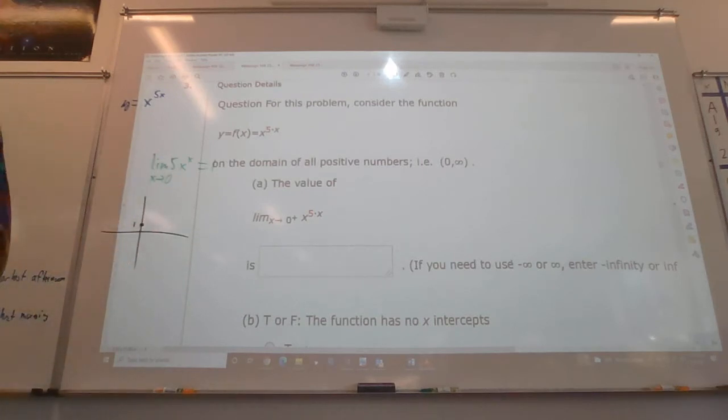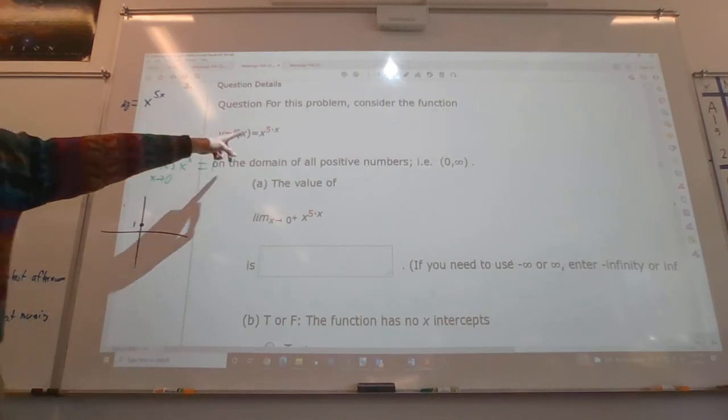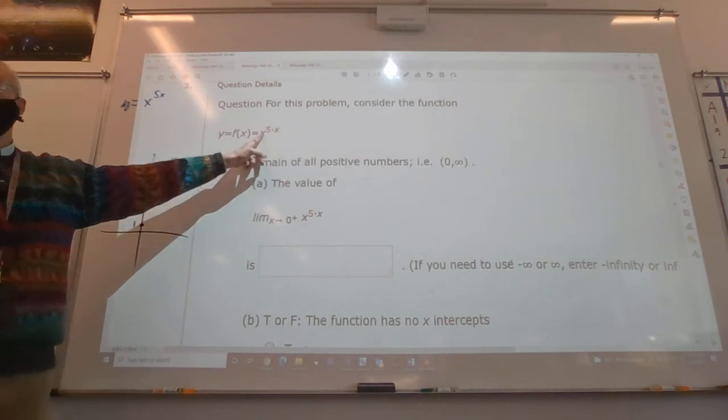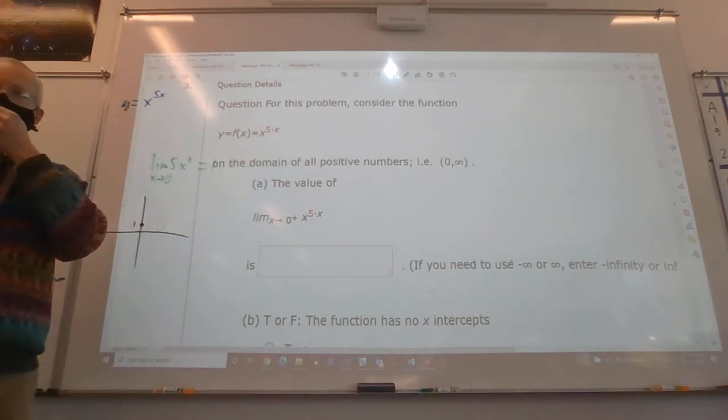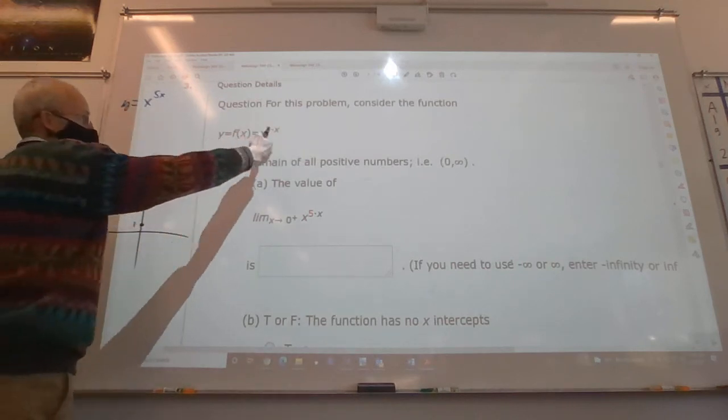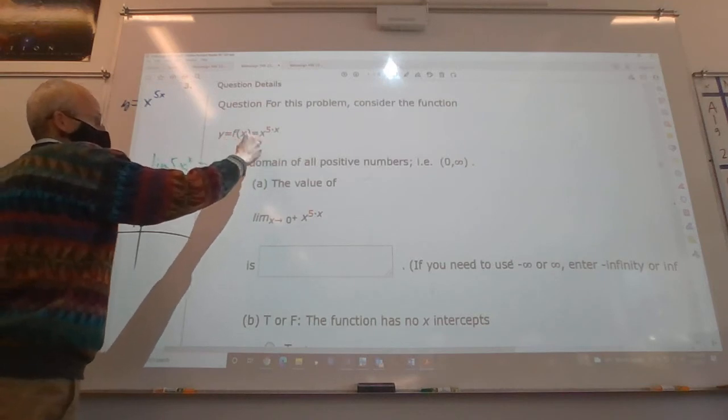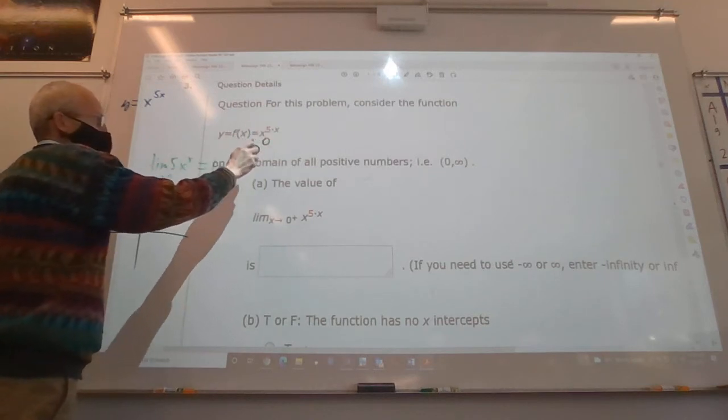Wait, sorry, I don't understand, why is it going to go to 1? Because we just showed that. As x goes to 0, this goes to 1. So the whole point is, as we go towards 0, what does this do? Because it's 0 to the 0. Turns out it goes to 1.